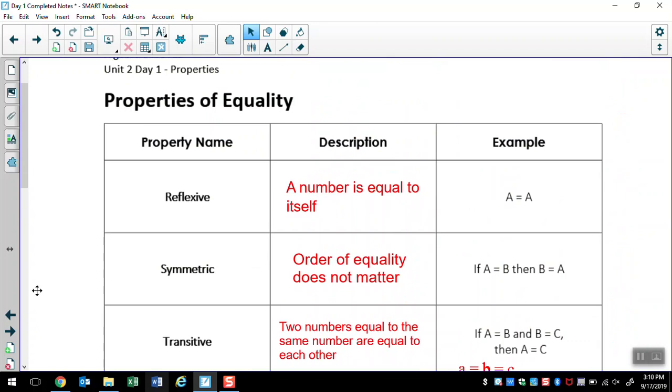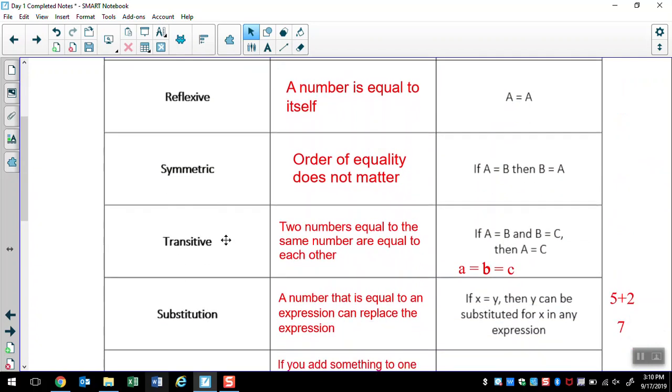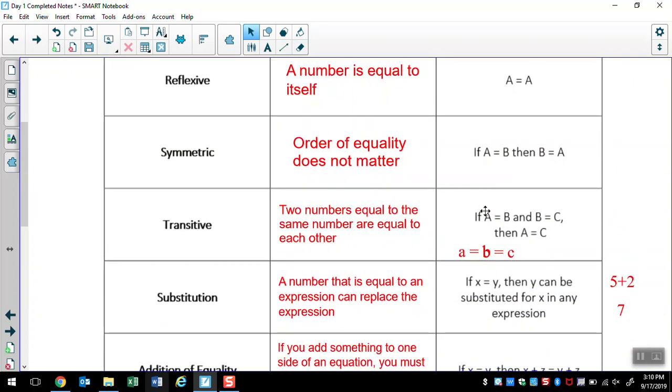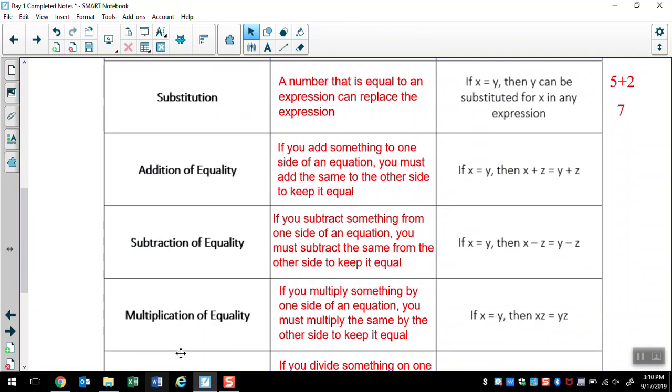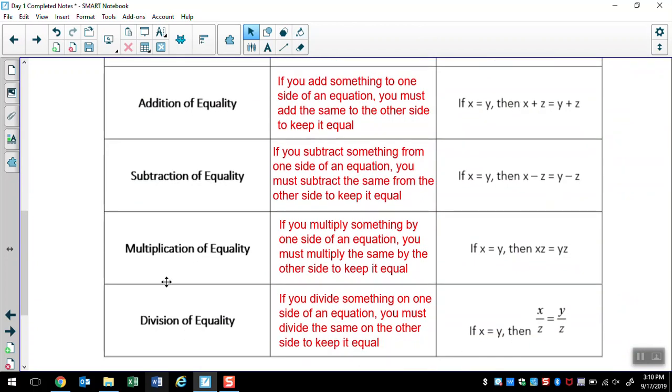Again, the first page of notes are the ones that we use the most. The reflexive, symmetric, transitive, we see a little bit here and there. It's more just knowing what do they mean. And then again, we see substitution and then these equality ones used a little more often.